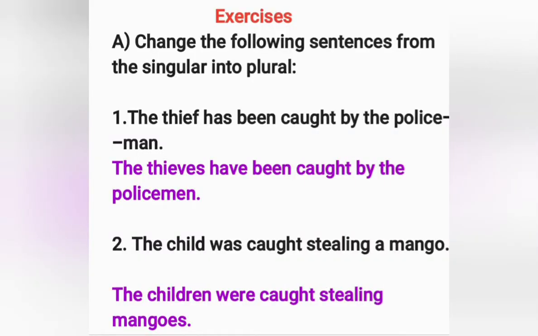Students, now it's time to do some exercises. Exercise 1. Change the following sentences from the singular into plural.